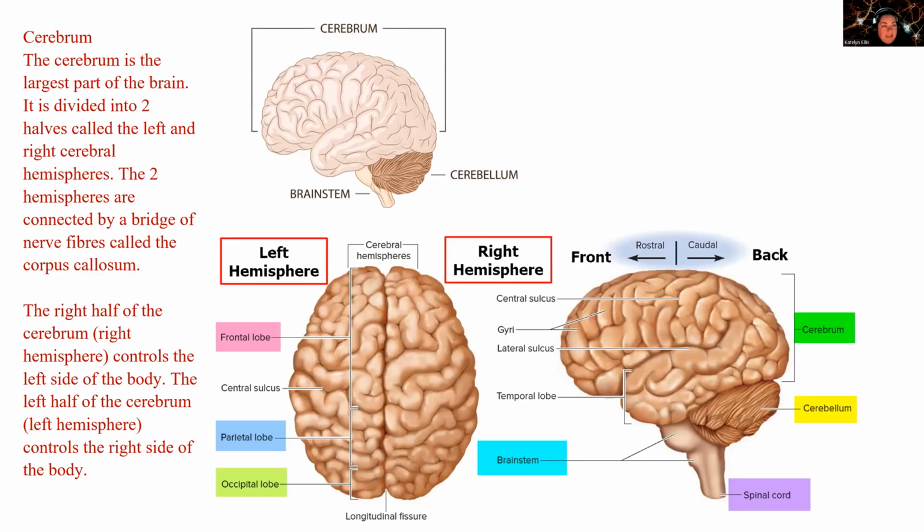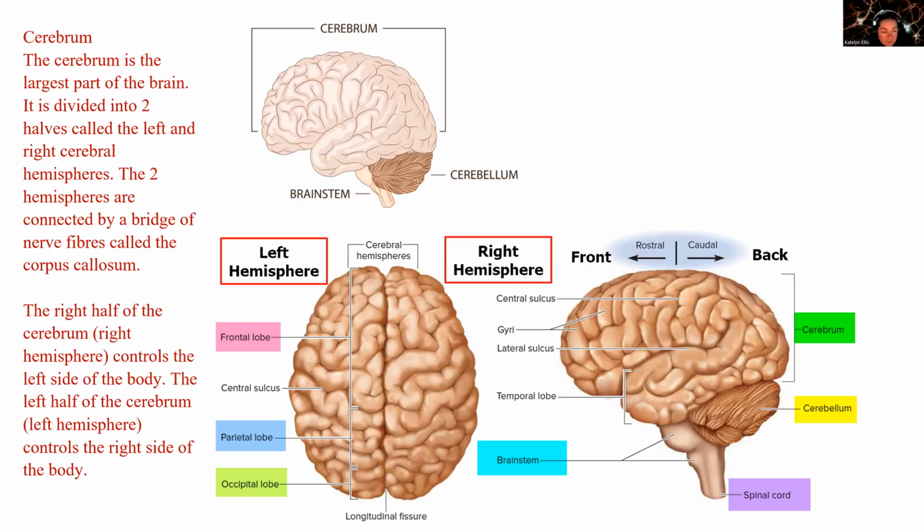The cerebrum is the largest part of the brain, all right? That's the huge part that you think of when you think of the brain. It is divided into two halves. They are called the left and right cerebral hemispheres. Hemi meaning half, sphere meaning a circular shape, all right? So half of a sphere, all right? So your brain is divided in two by a bridge of fibers called the corpus callosum.